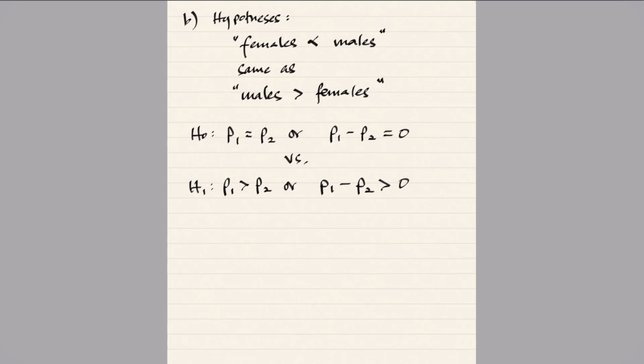Anyway, my alternative hypothesis, the one that really is of interest to us, would be P sub 1 greater than P sub 2, or if you want to use a subtraction, you could say P sub 1 minus P sub 2 greater than 0. And so at that point, we're ready to look at part C.